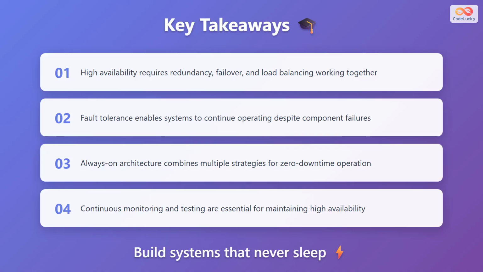Fourth, continuous monitoring and testing are essential for maintaining high availability. Systems must be constantly observed, and failure scenarios must be regularly tested to ensure resilience mechanisms work when needed. Building highly available systems requires upfront investment in architecture, but this investment pays off through improved user experience, reduced business impact from outages, and competitive advantage in reliability.